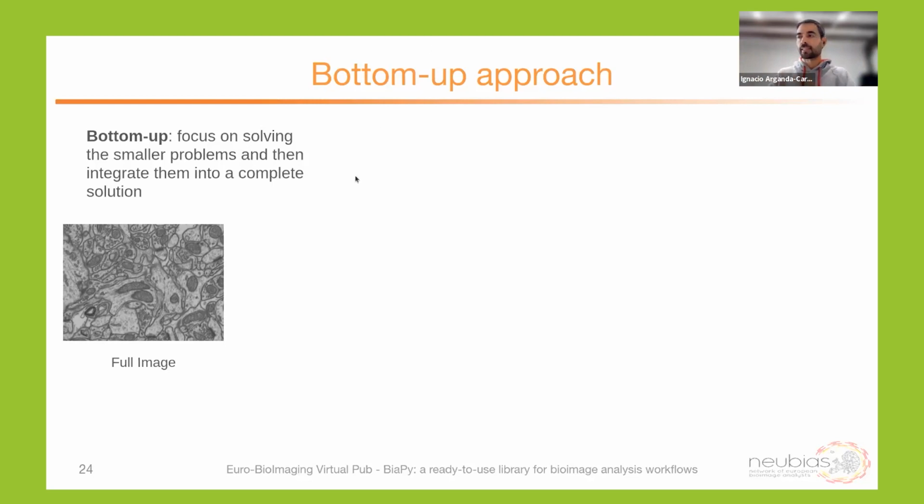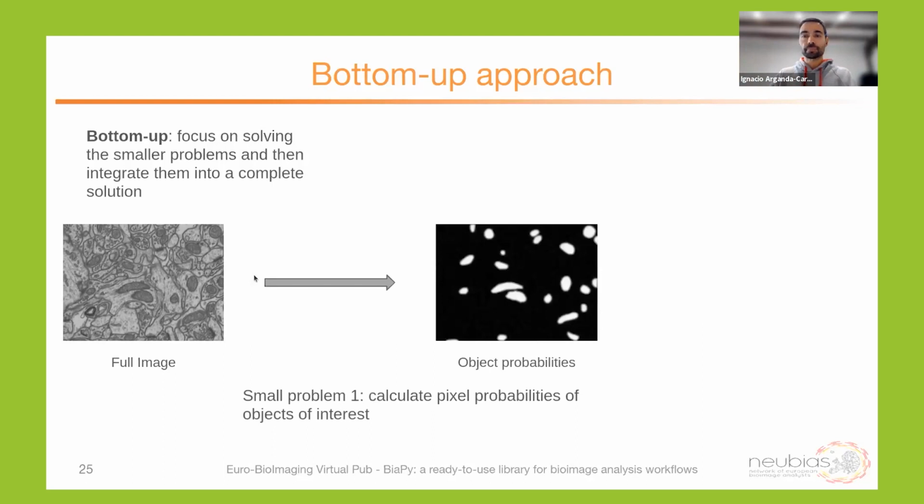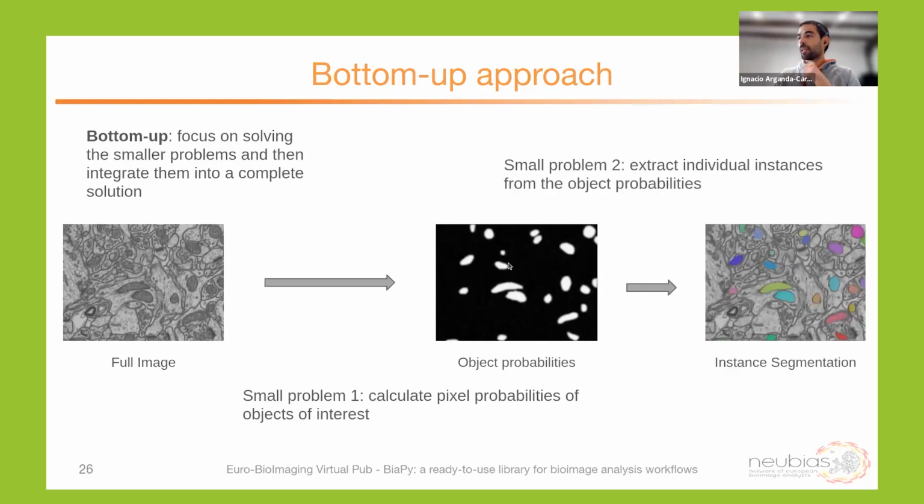Now, let's see an example. Again, with our image from the previous dataset, we could say, okay, my small problem number one could be to calculate the object probabilities of my objects of interest, in this case, mitochondria. And we have something like this, a very nice prediction. And my small problem number two would be to, out of these individual probabilities, extract every instance. So we have this colorful representation of the instances.